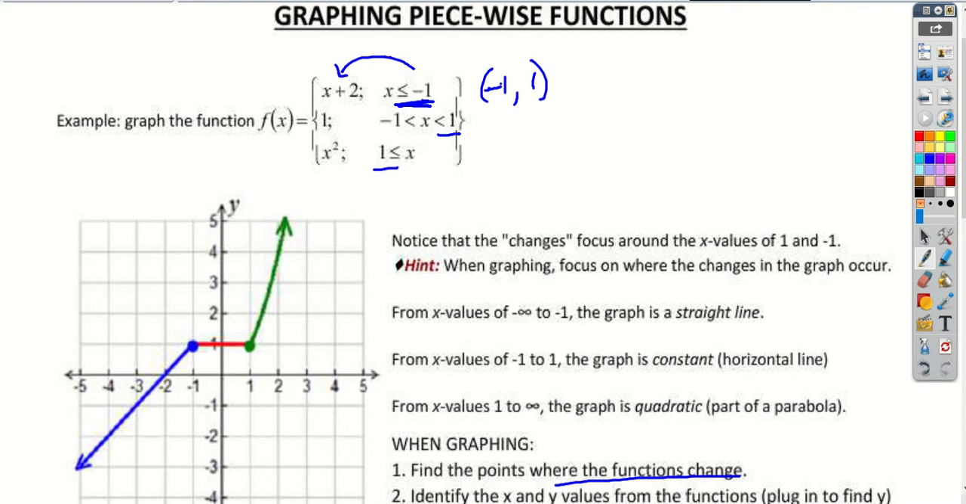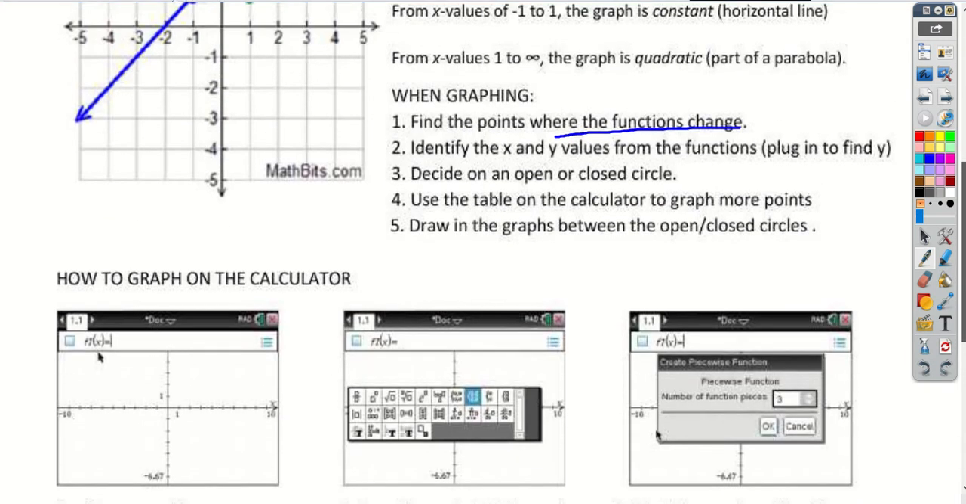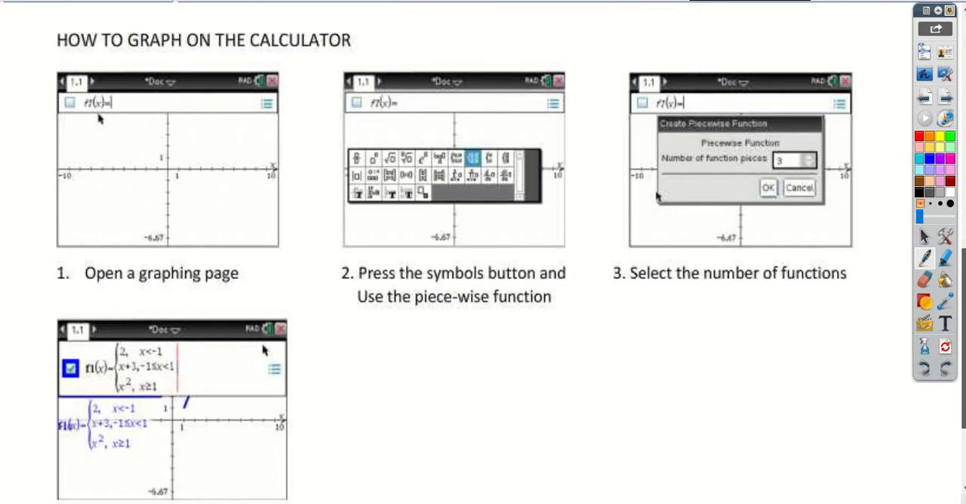And if I plug 1 in, I'm supposed to do 1 squared. So I go here, and then I'm just going to graph my line, okay? And we can do the graph. I'll show you how to pull that up on the calculator. But what I want to do is figure out if it's a closed or open circle at that point, okay? And then once I decide the open circle, I can just use the table in the calculator to graph more points.